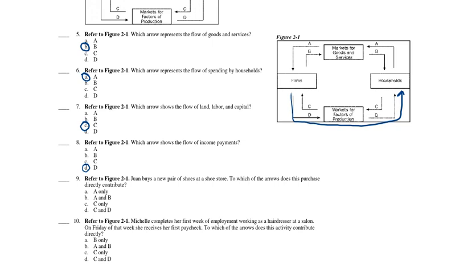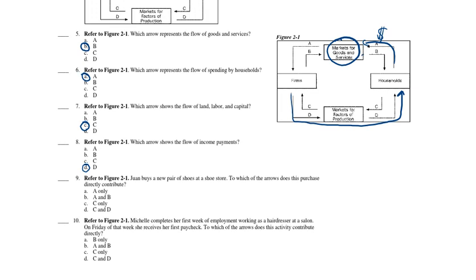Number 9, Juan buys a new pair of shoes at a shoe store. To which of these arrows does this purchase directly contribute? Well, first of all, he's buying shoes here in the market for goods and services, and dollars are going this way, and shoes are going this way. All right? So A and B. When you buy a pair of shoes, your money is going to the firm and the shoes are going to you through the markets for goods and services.